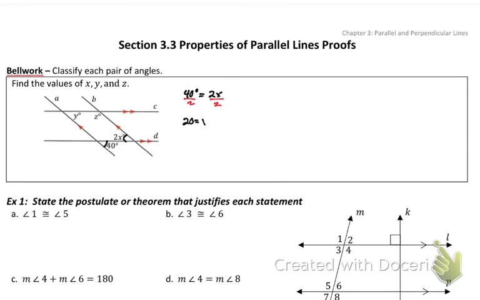20 equals x, or x equals 20. And so our first answer should have been D. D was correct on the first one. Remember, if you made a mistake, change it now. Don't be too proud to change your answer. There were a few of you that got this wrong.